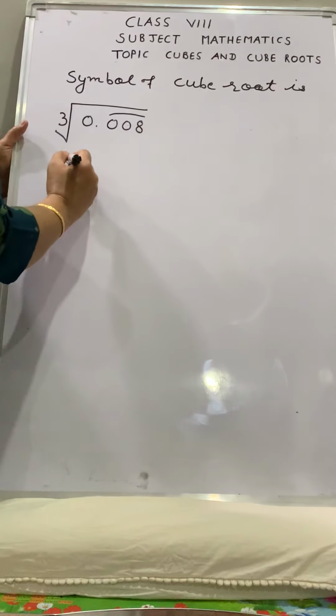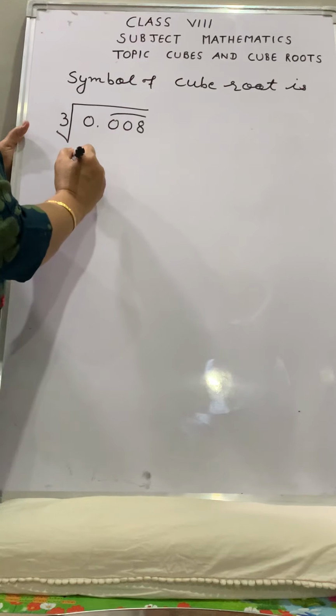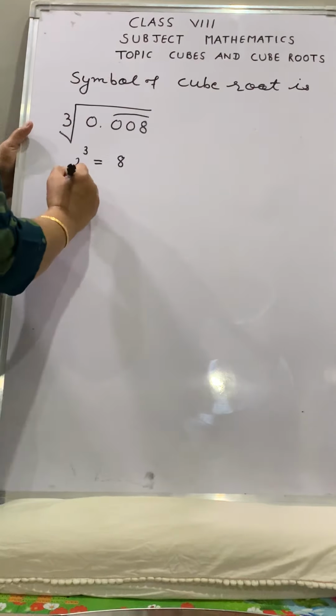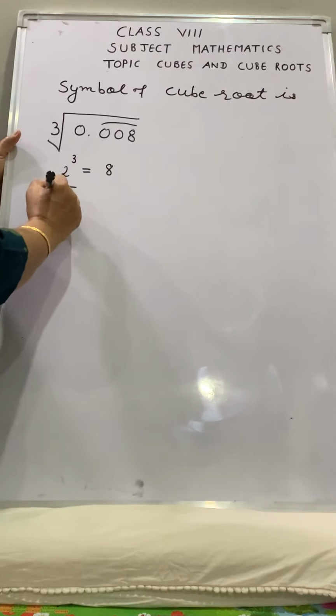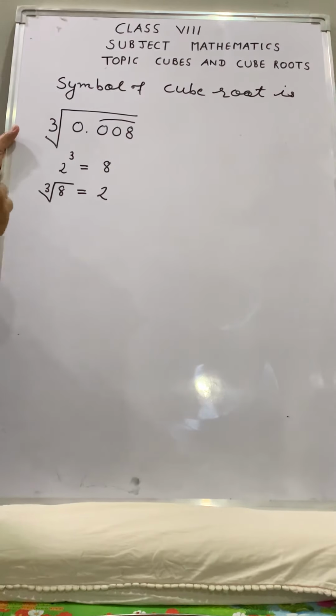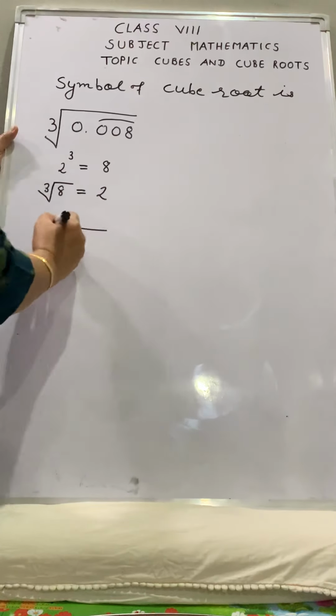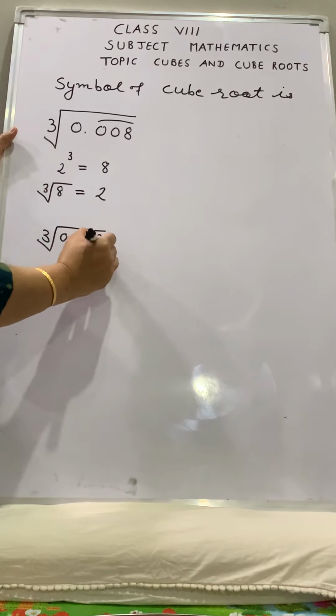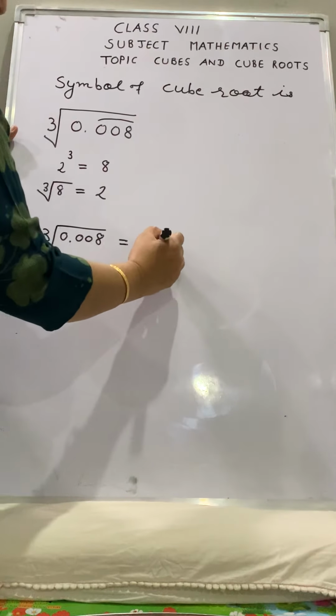You know very well 2 cube is 8, and the cube root of 8 will be 2. So the cube root of 0.008 is equal to 0 decimal only 2, that is 0.2.